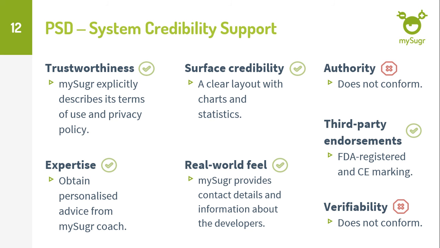The third category is system credibility support. MySugar has covered trustworthiness, expertise, service credibility, real-world feel, and third-party endorsement criteria. However, there is no evidence that MySugar has embraced the authority and verifiability principles.